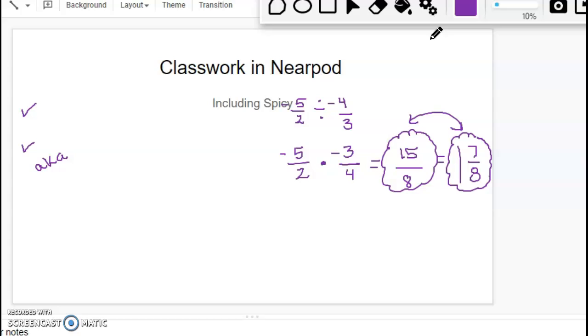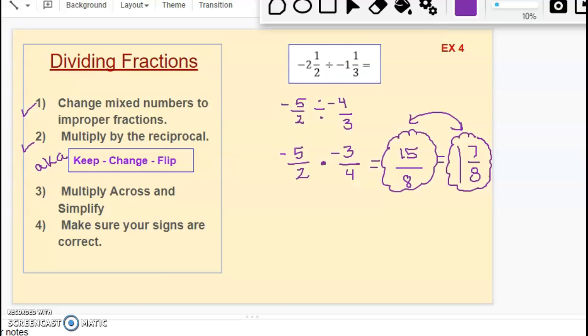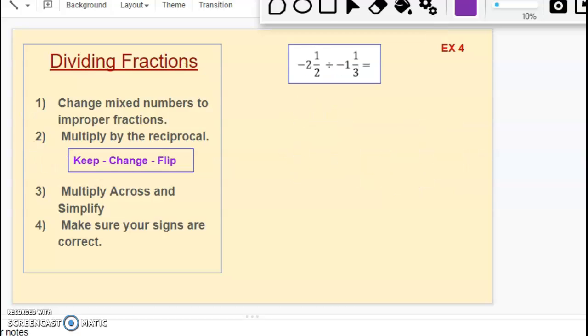All right, so that's it. In short, it's the same thing as multiplication, but first we have to change it to a multiplication problem by multiplying by the reciprocal, right? Or keep the first fraction, change it to multiplication, flip the second one.